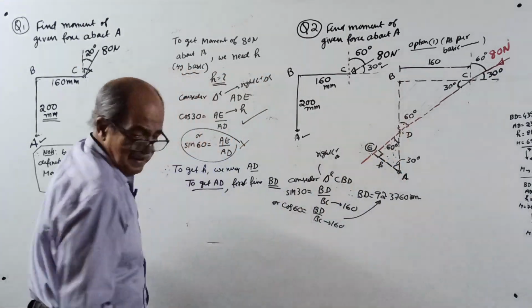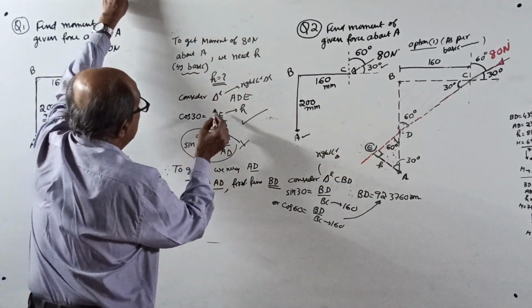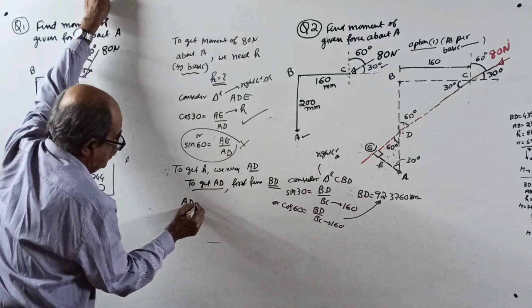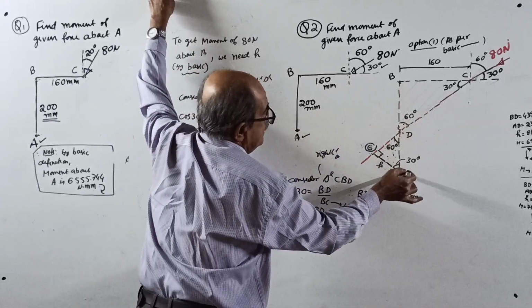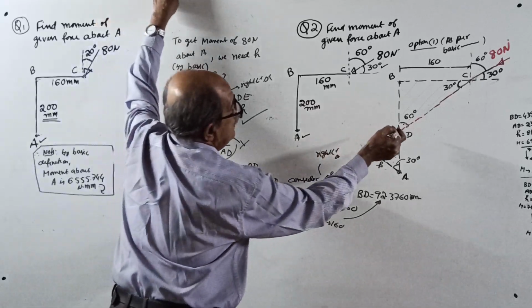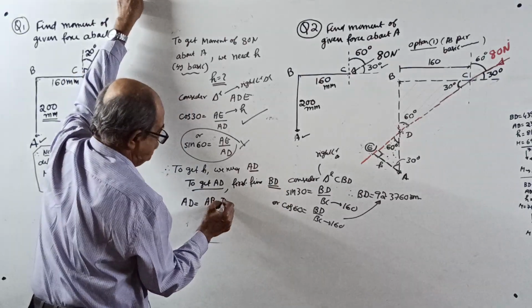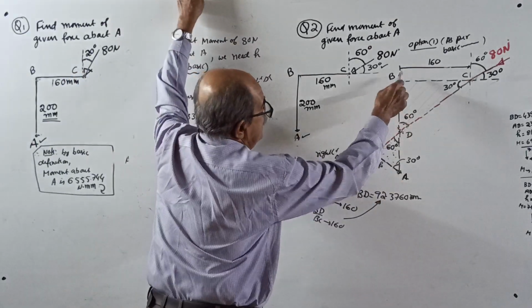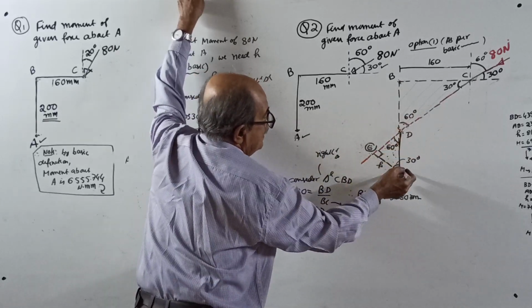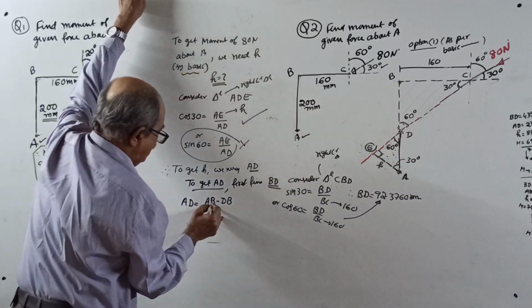Now, what do we want? To get H, we need AD. Therefore, AD equals A to B minus D to B. I want this AD, so AD equals AB minus DB. A to B is 200, from the original question.